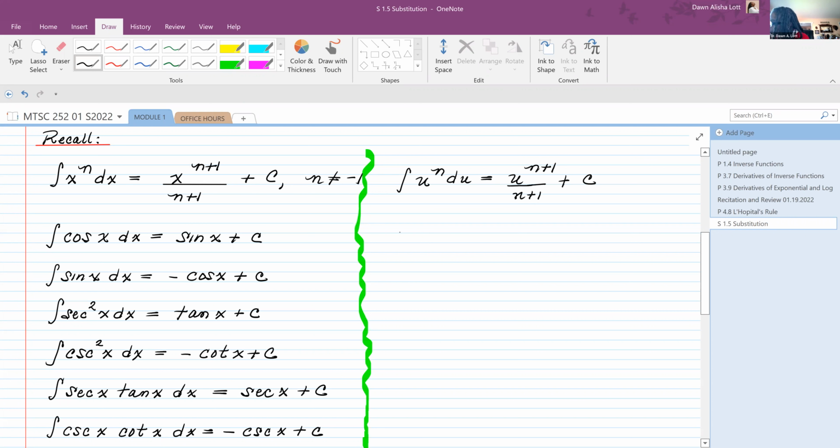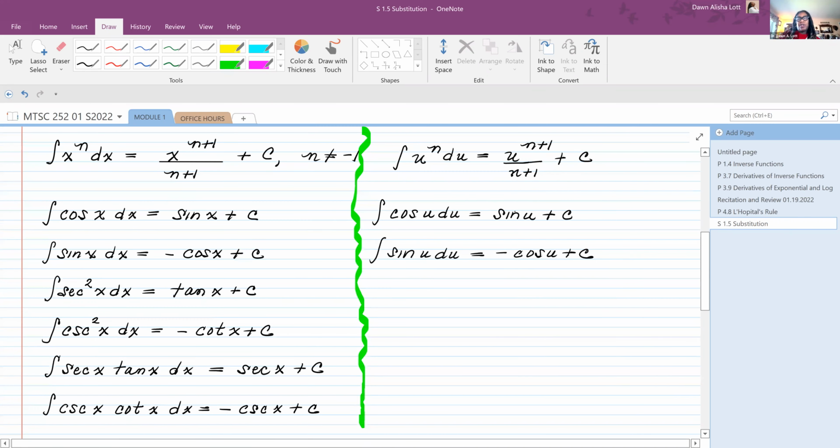The integral of the cosine of u du is, it's not negative. That one is the sine of u plus a constant. The integral of the sine of u du is negative cosine u plus a constant. So go down your page and switch everything to u.